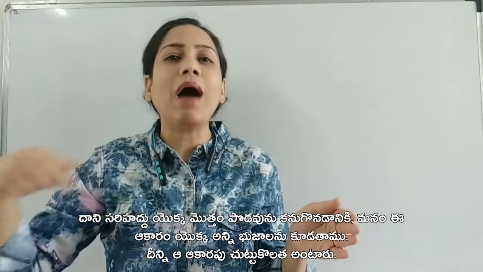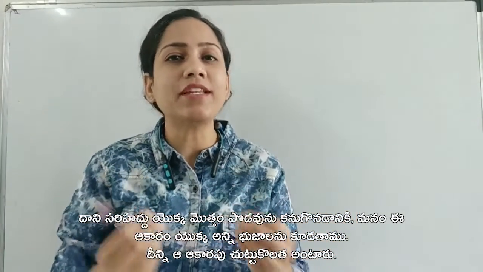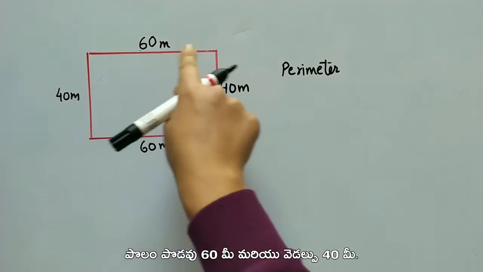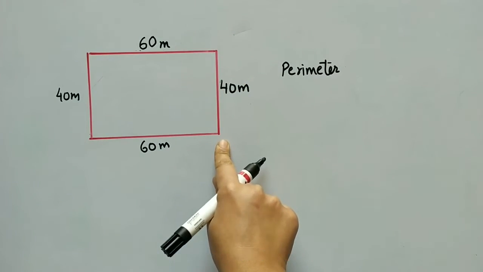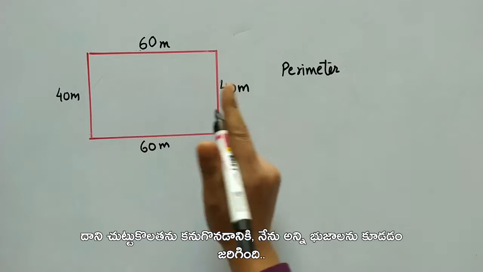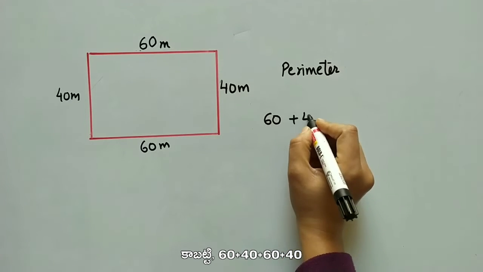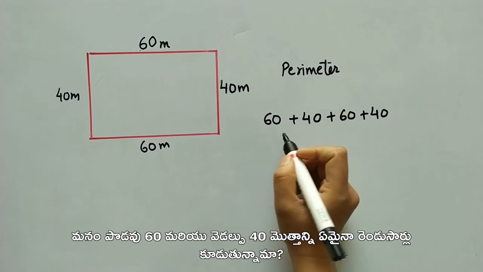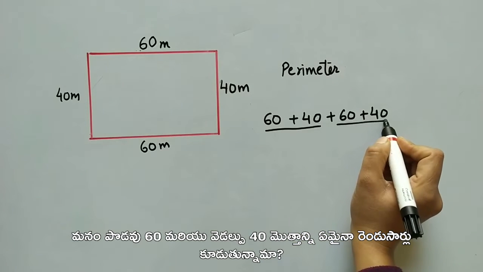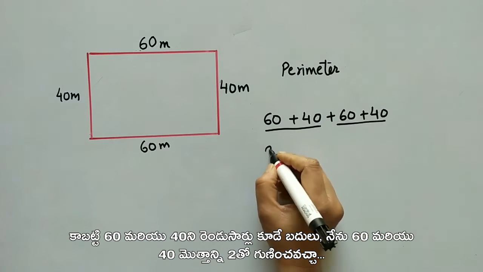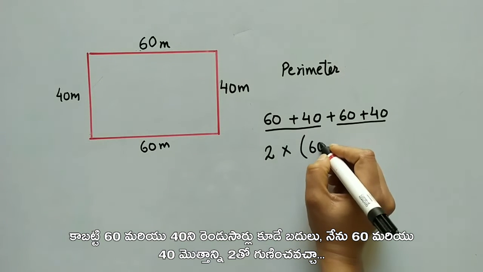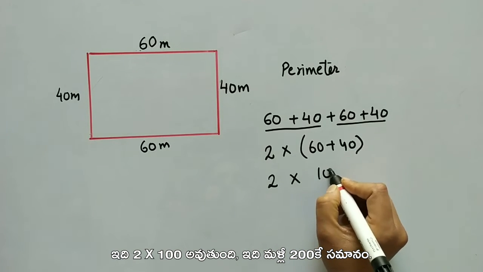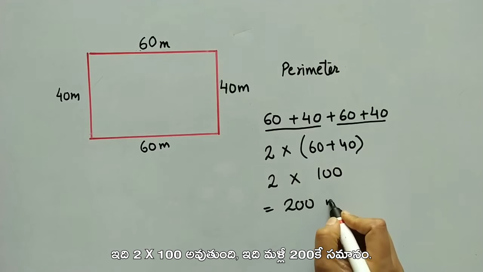The length of the boundary is known as the perimeter of the shape. My uncle's land is in the shape of a rectangle whose length is 60 meter and breadth is 40 meter. To find its perimeter, I added all its sides. So 60 plus 40 plus 60 plus 40. Hey, wait! I am adding 60 plus 40 twice. So can I write it as 2 times of 60 plus 40? Yes, I can. That means 2 times 100, which is equal to 200 meters.